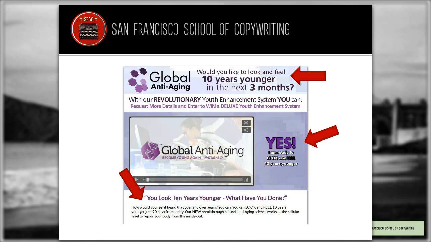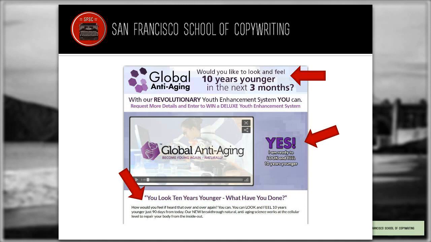What have you done? So how would you feel if you heard that over and over again? "You can look and feel 10 years younger just 90 days from now. Our new breakthrough natural anti-aging science works at the cellular level to repair your body from the inside out." And then, of course, we go through and tell the story. But what we've done here, and why I have the arrows, is to point to what's important. 10 years: would you like to look and feel 10 years younger in the next 3 months?